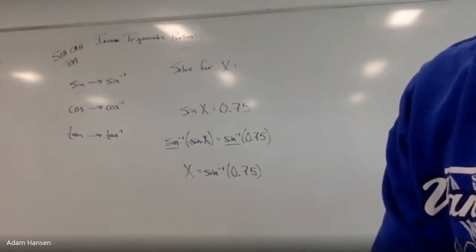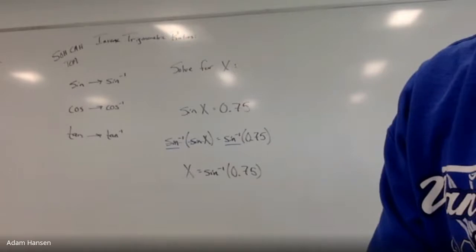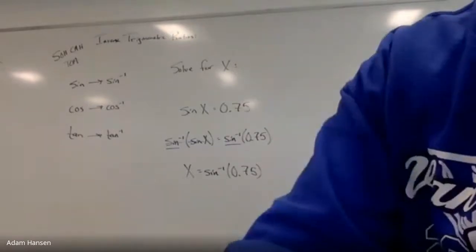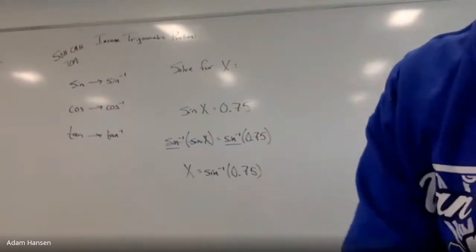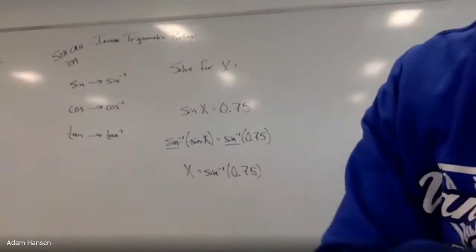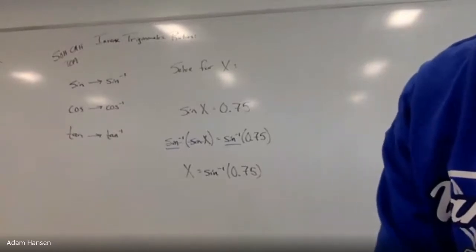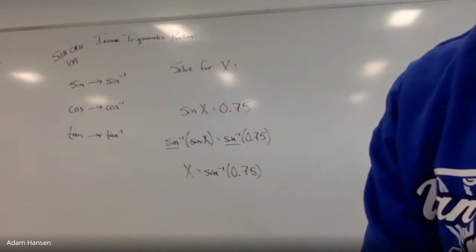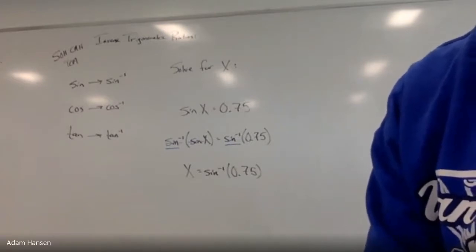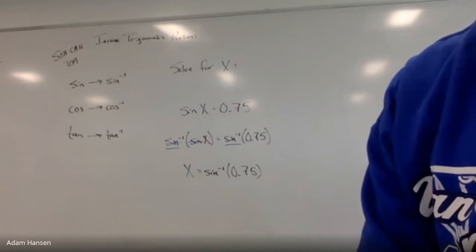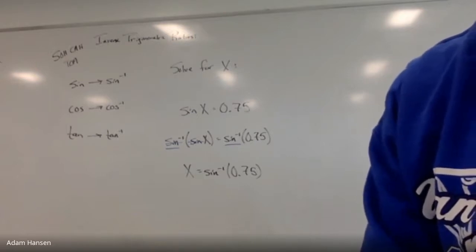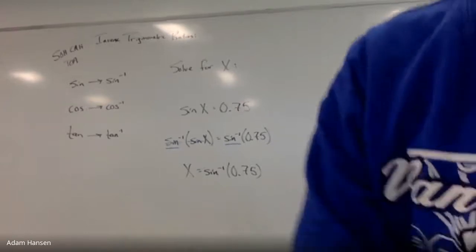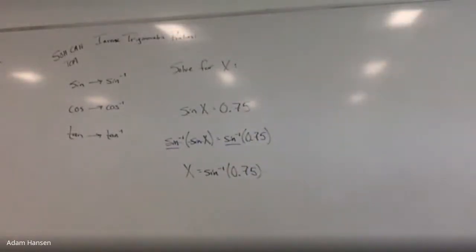Is there any way to solve this without a calculator? No. You need a table of values. Where is it on the calculator? The shift key, and it pulls up all the second options for these buttons. So sine inverse is right there.